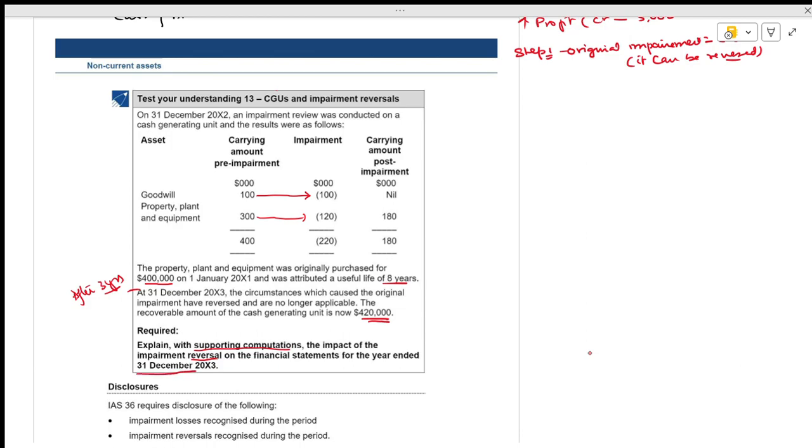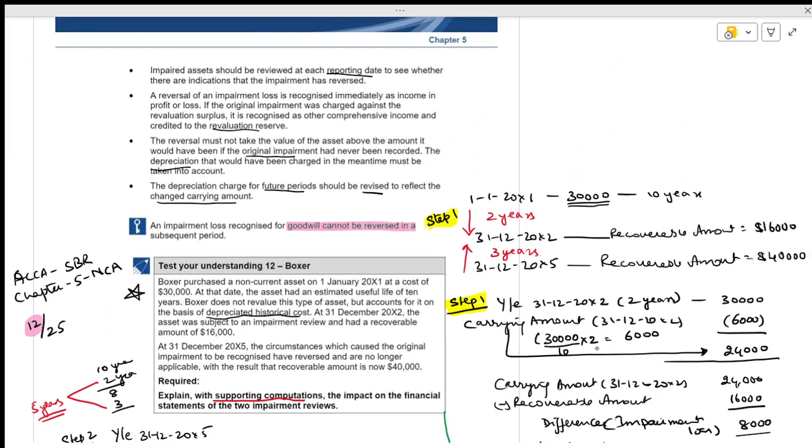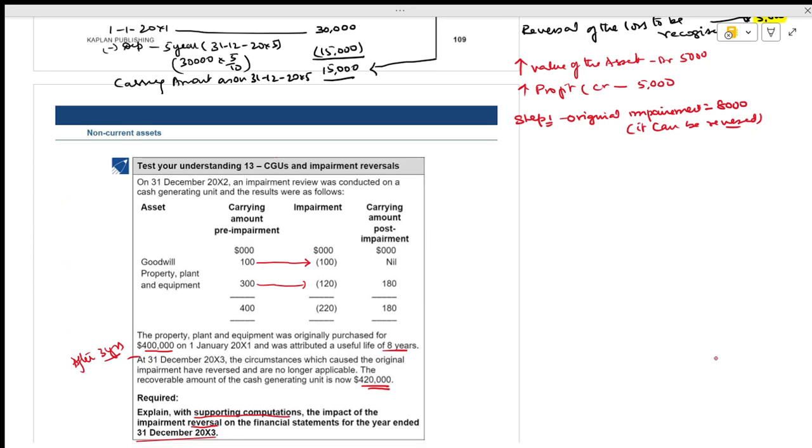Explain with supporting computation the impact of reversal on the financial statements for the year ended 31st December. The rule says that an impairment loss recognized for goodwill cannot be reversed in a subsequent period. Here goodwill has been impaired 100. It will never be reversed.